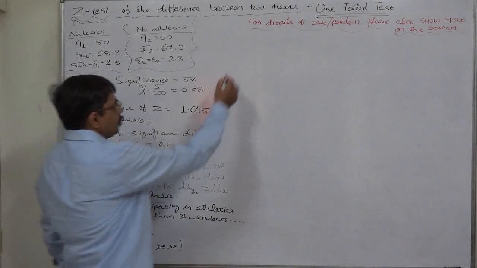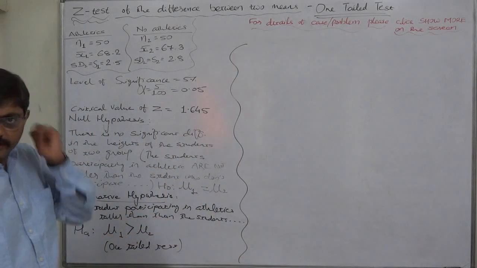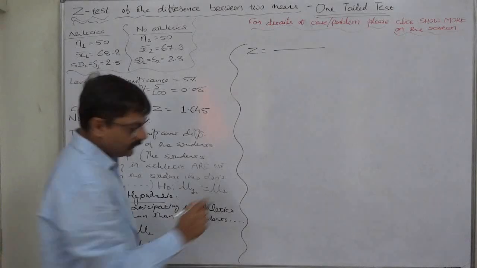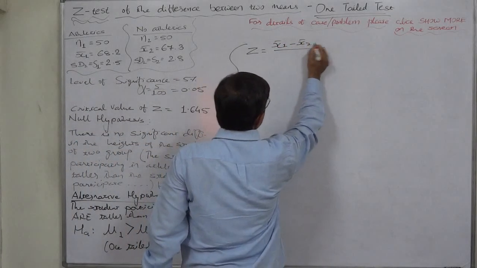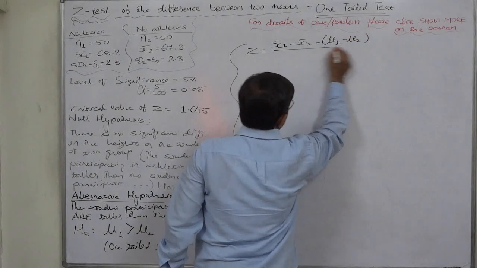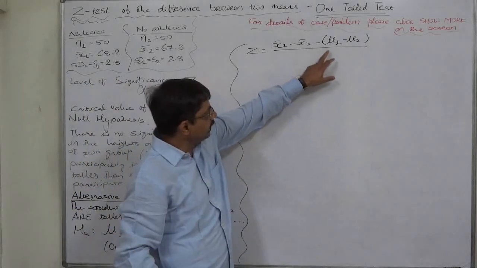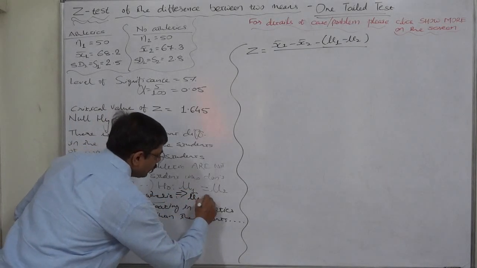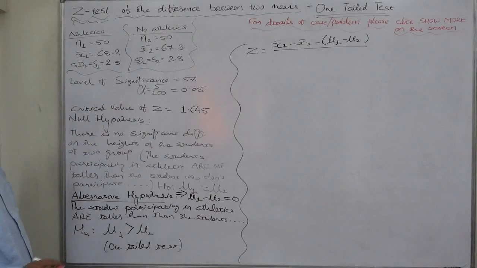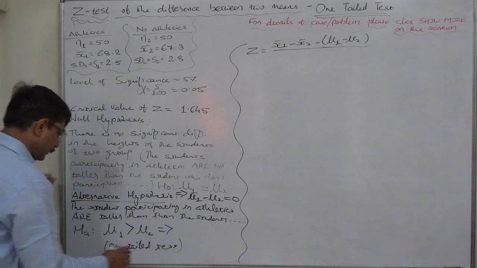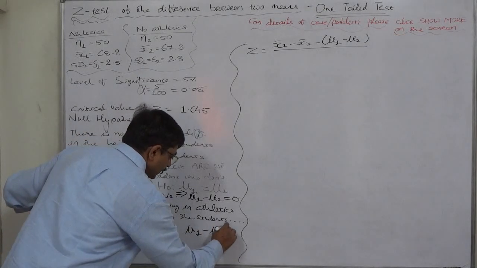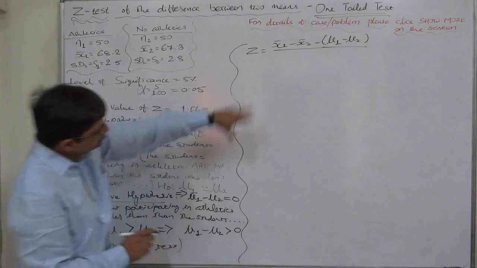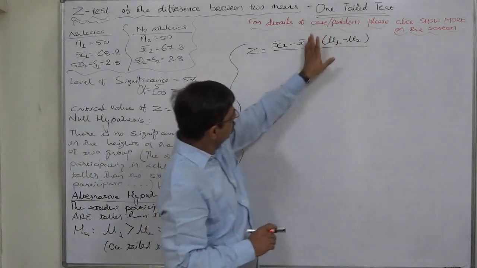Whether the test is a one-tailed test or two-tailed test, there will be no difference in the formula to be used for calculation of z value. Yes, z equals, now it will be x bar 1 minus x bar 2 minus (mu1 minus mu2). Yes, in many reference books, particularly Indian and Asian editions, this part is not written because this is taken as 0. Yes, and here mu1 minus mu2 is greater than 0. Yes, this kind of conclusion. So this part is always taken as 0 according to the null hypothesis.